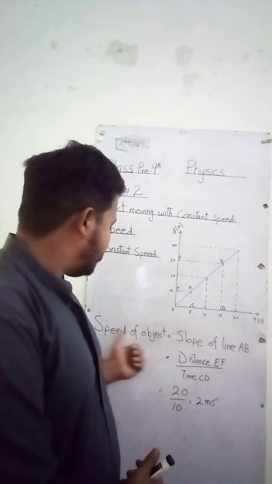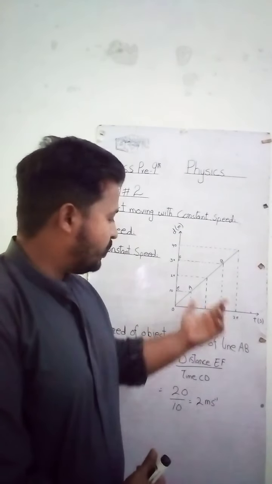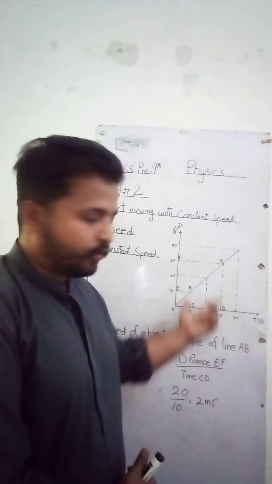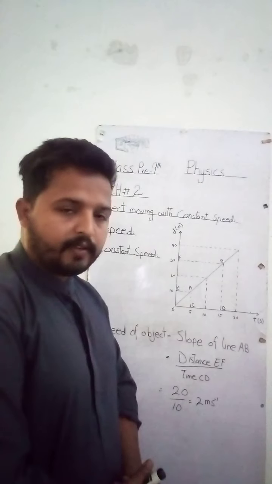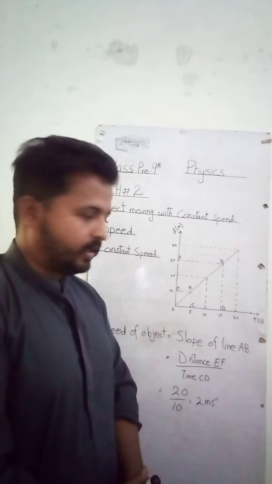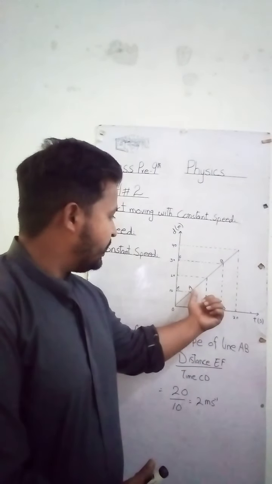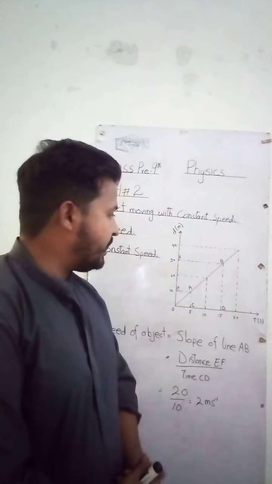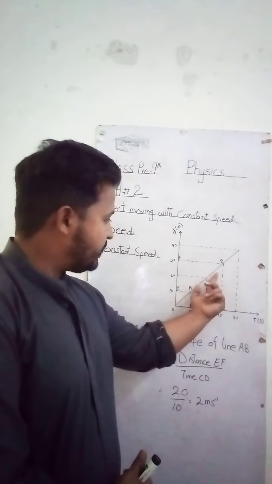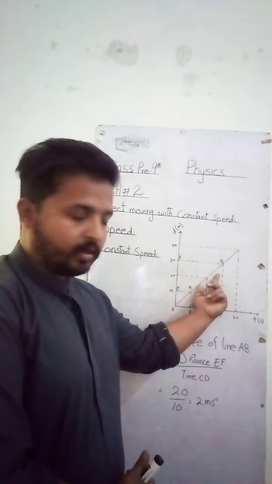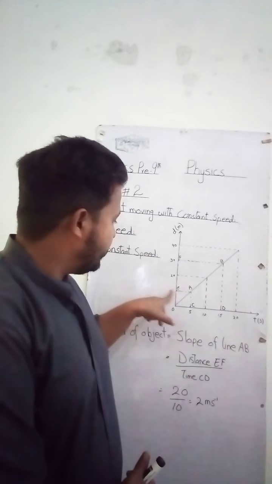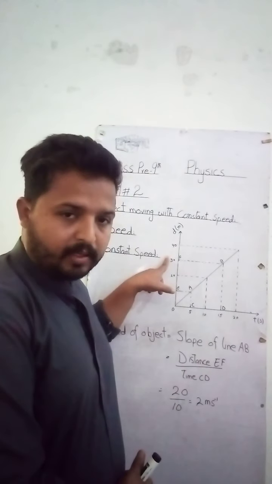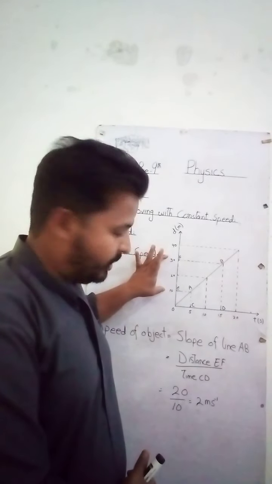Now how will we find the speed of the object from this graph? The slope of the line gives us the speed of the object. You can see that the slope of line AB gives us the speed of the object. How? Because the distance from 10 meters to 30 meters becomes 20 meters.